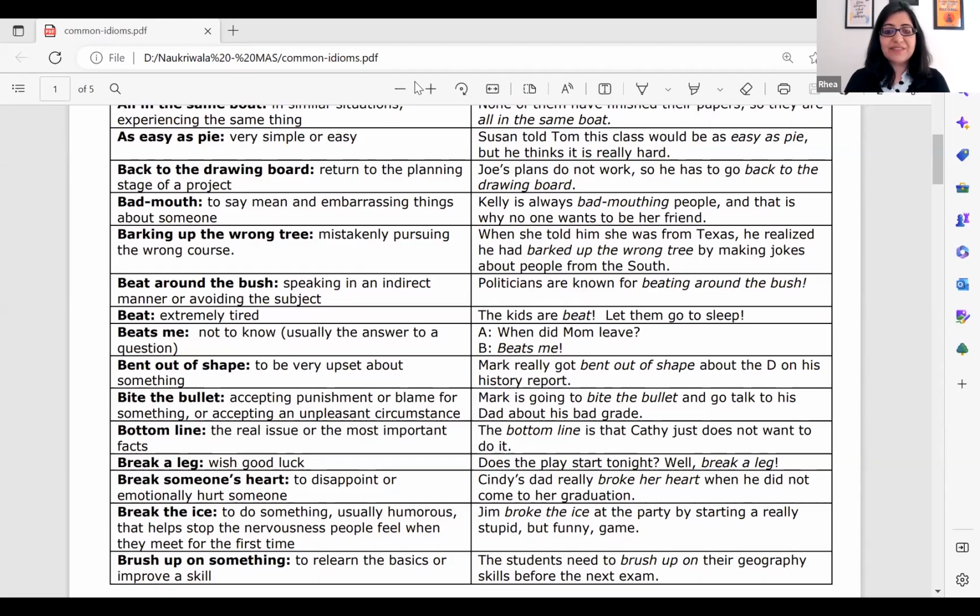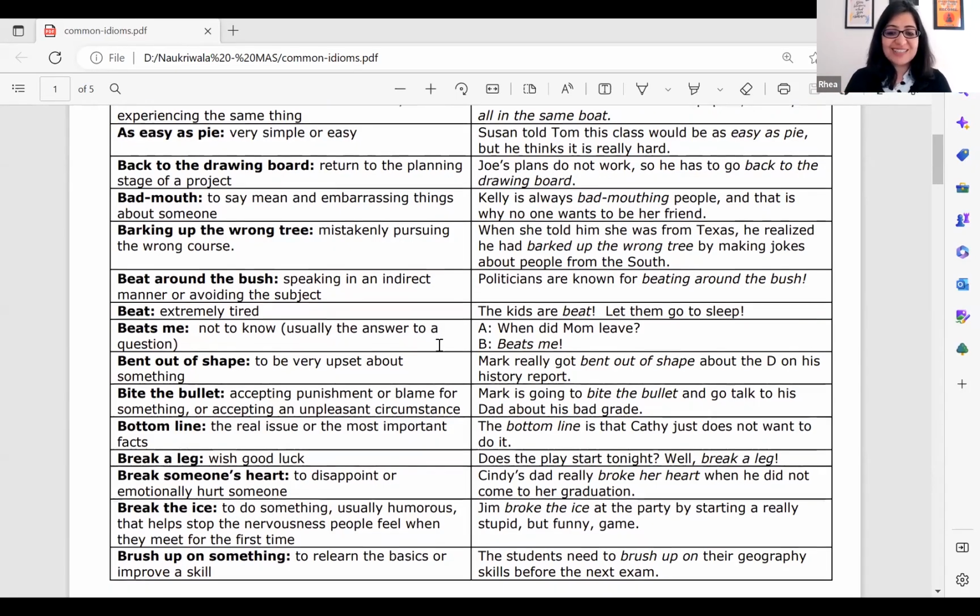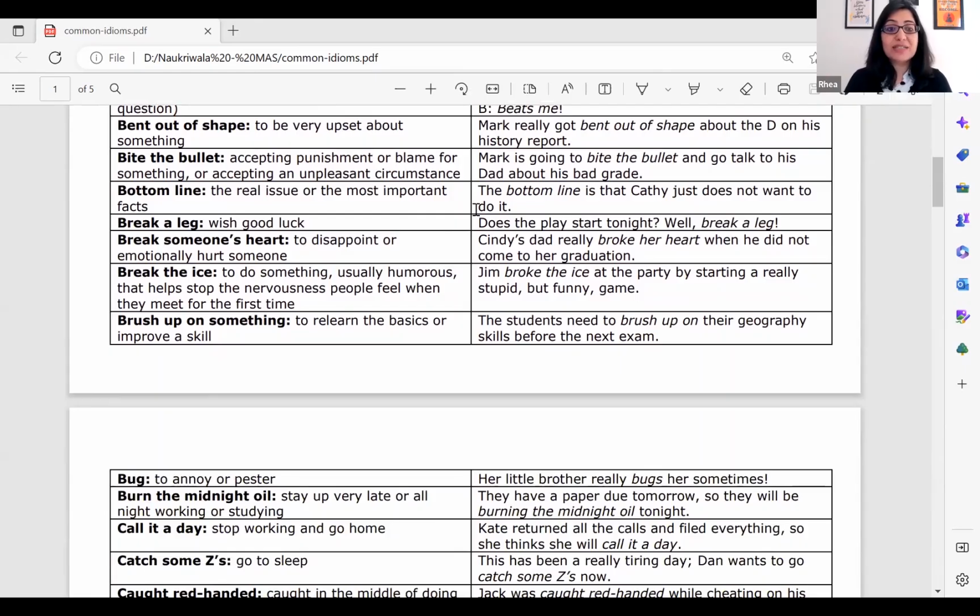After finals, Indian fans are bent out of shape. Yes, that's a good one. So bent out of shape means upset, disappointed. And yes, after the finals, they are disappointed. Awesome. Moving on. Bottom line.